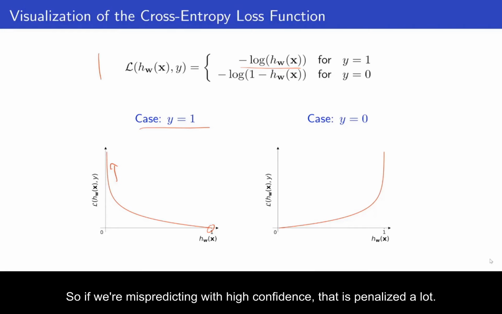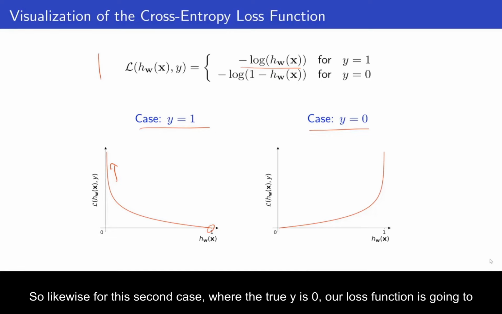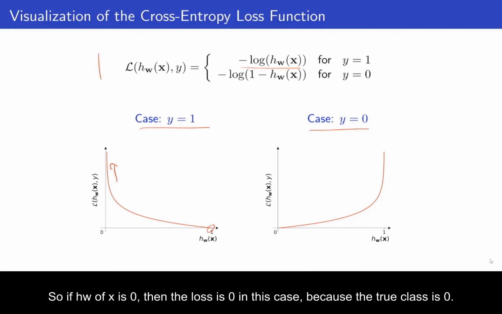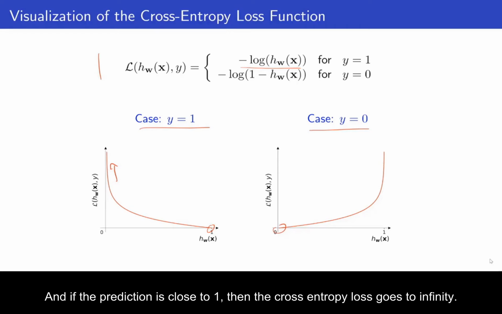So if we're mispredicting with high confidence, that is penalized a lot. Likewise for this second case, where the true y is 0, our loss function is going to be basically the mirror image of what we just saw. So if h_w(x) is 0, then the loss is 0 in this case, because the true class is 0. And if the prediction is close to 1, then the cross-entropy loss goes to infinity.